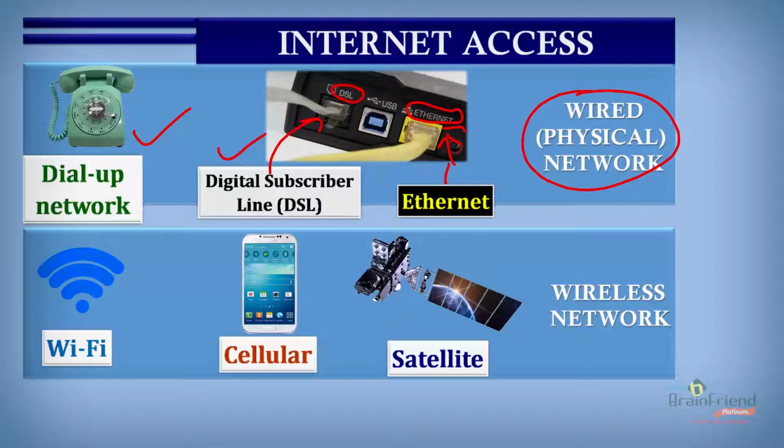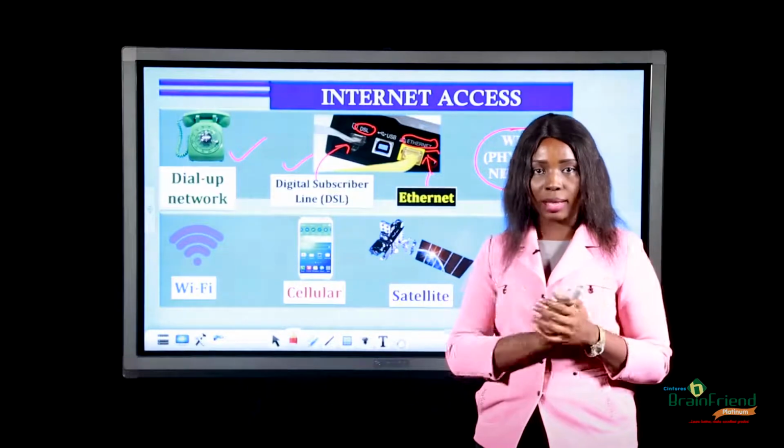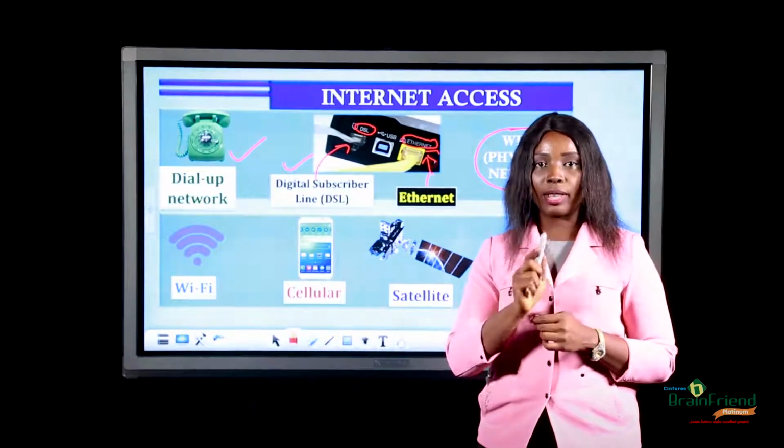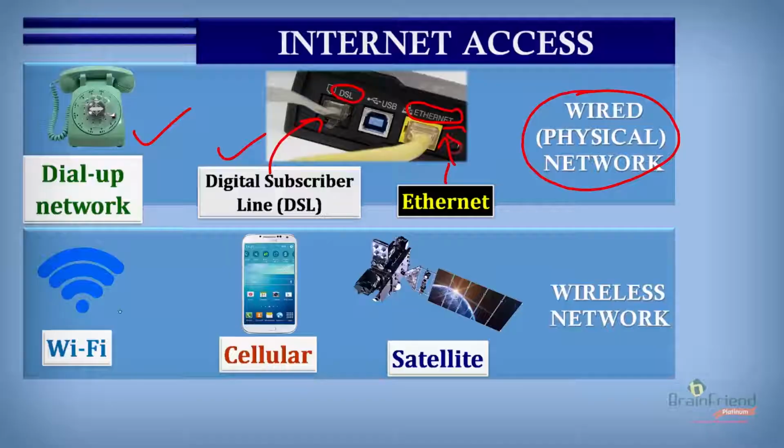Because you have to physically connect wires or cables to your computer before you have access to the internet. The next set of technologies we're going to describe are the wireless technologies. It means we can connect to the internet without wires. The first is Wi-Fi.